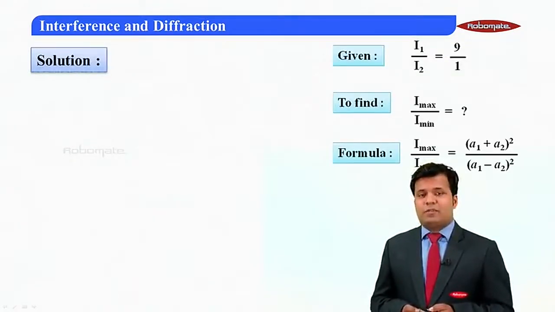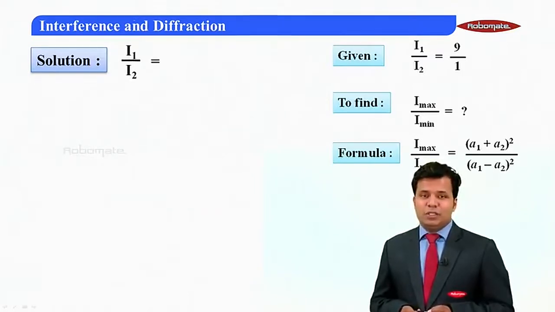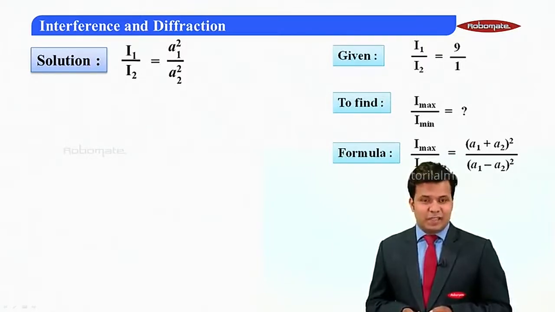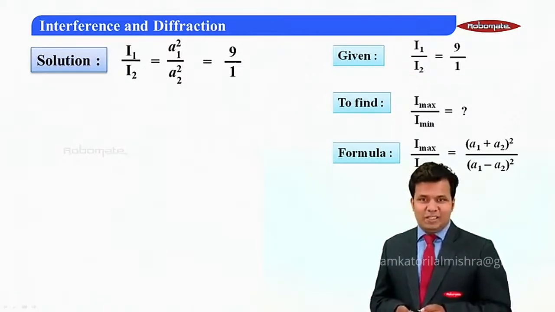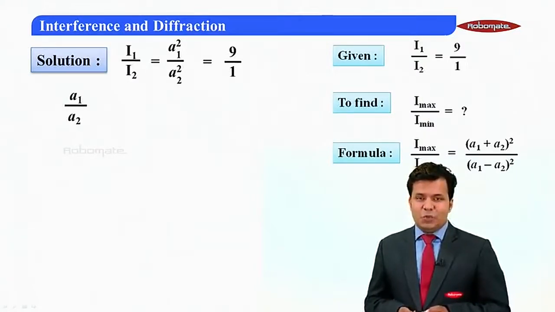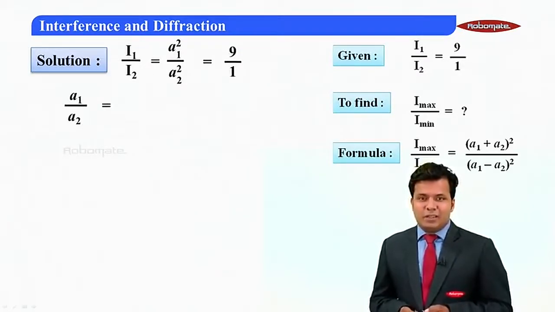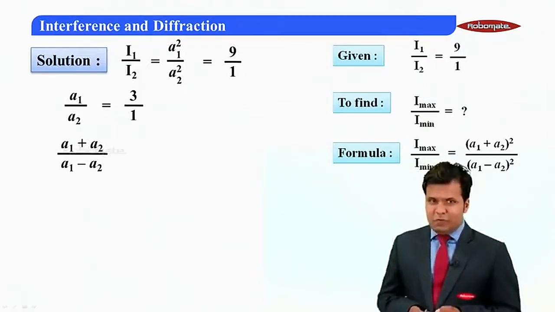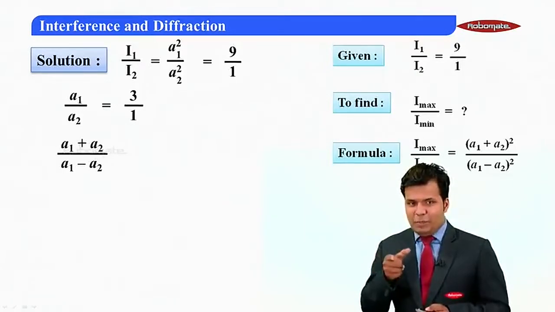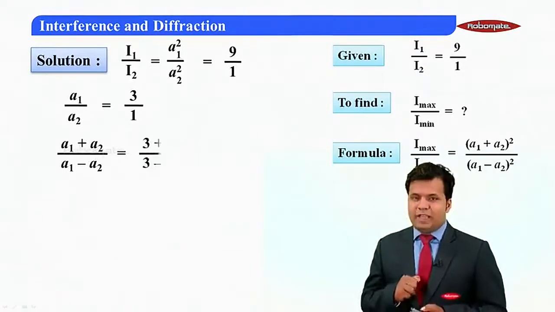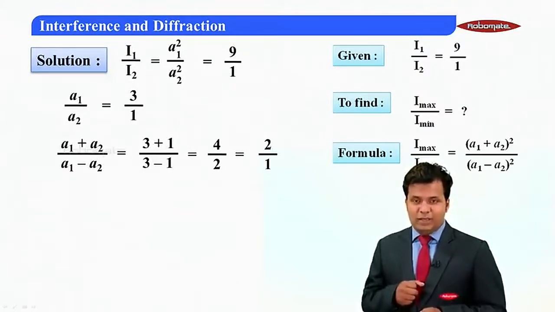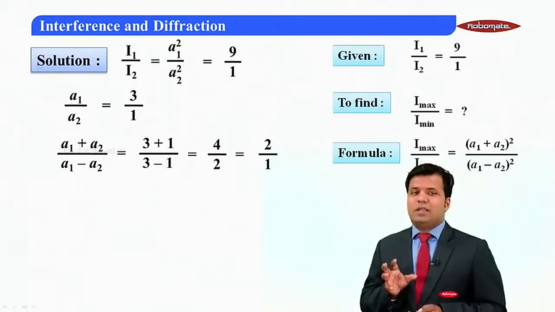The solution starts from the given data, that is I1 upon I2 is 9 by 1. But we know I1 upon I2 is A1 square upon A2 square, and this would be equal to 9:1. Now I can take square roots on both sides. A1 upon A2 would be like 3 by 1. Now with componendo dividendo, A1 plus A2 upon A1 minus A2 would be 3 plus 1 upon 3 minus 1, that is 4 by 2, that is 2 by 1. Now this is the amplitude ratio.